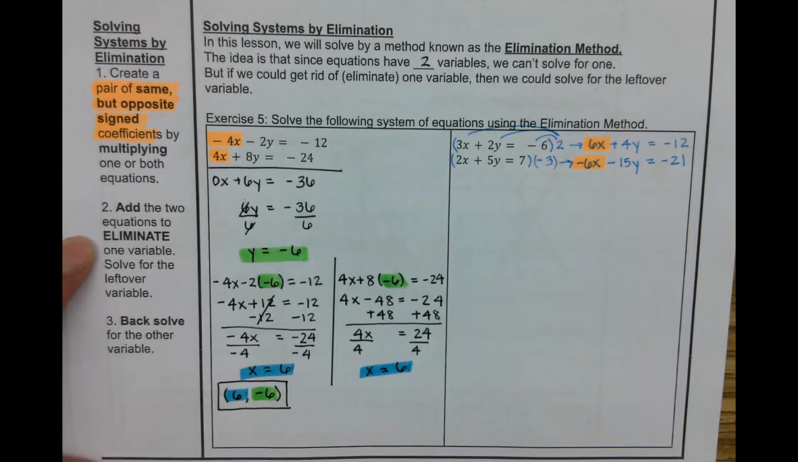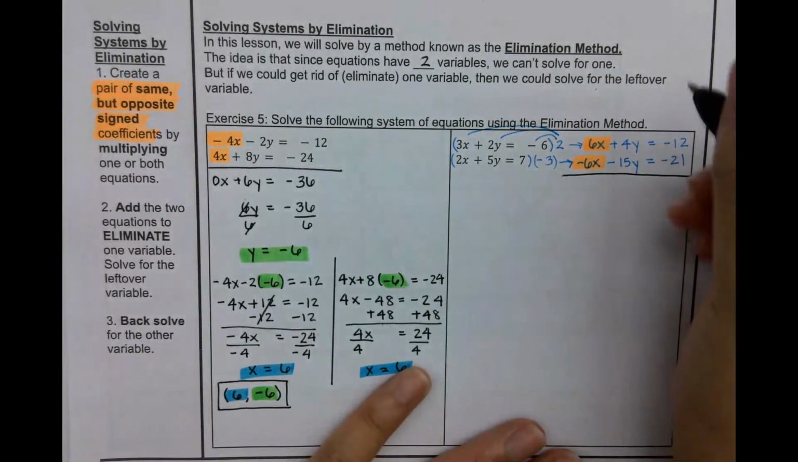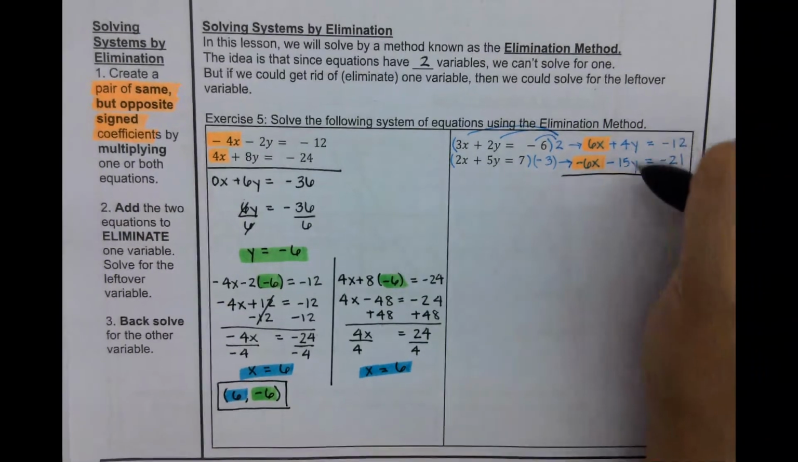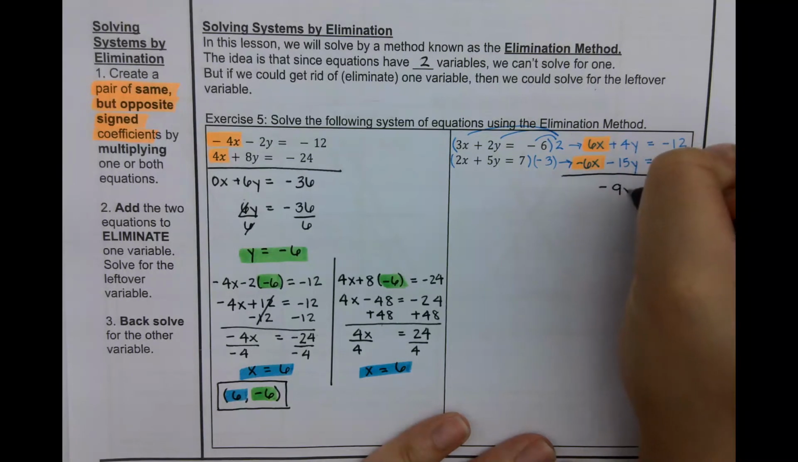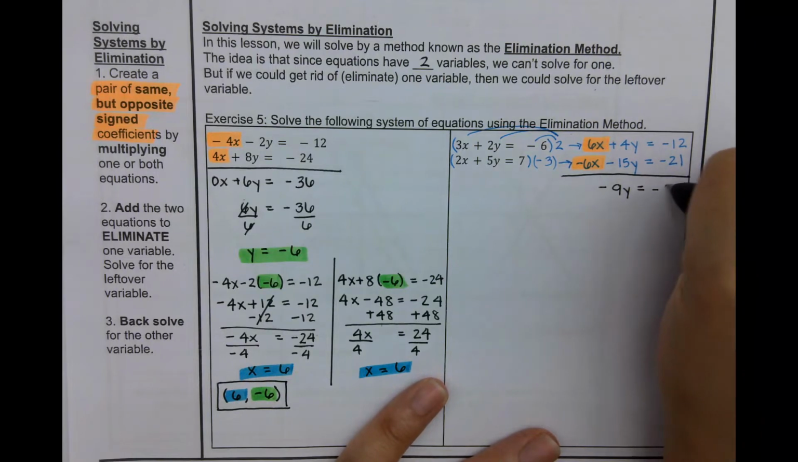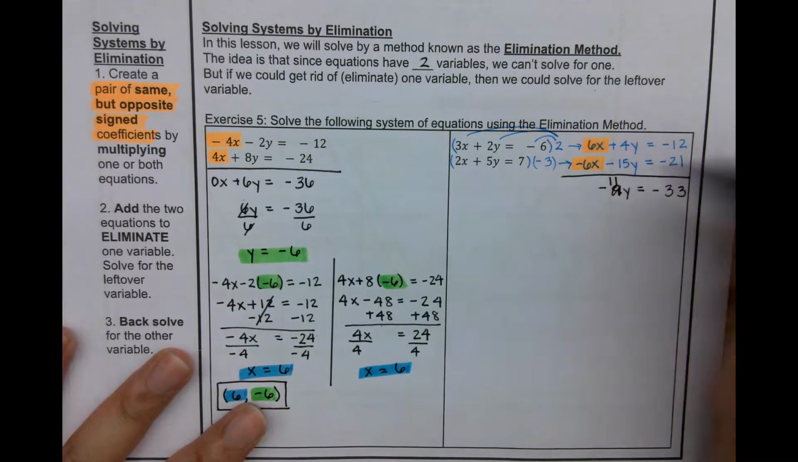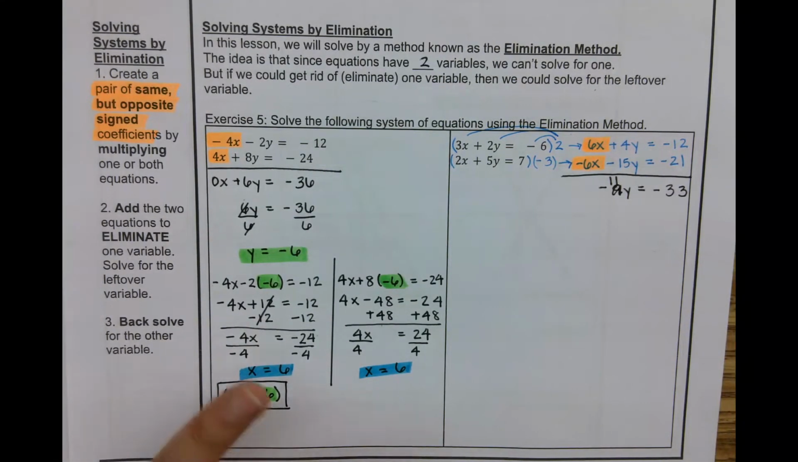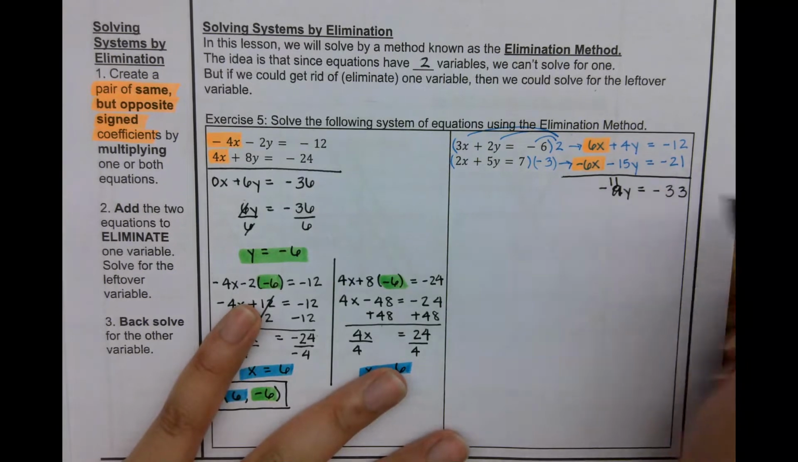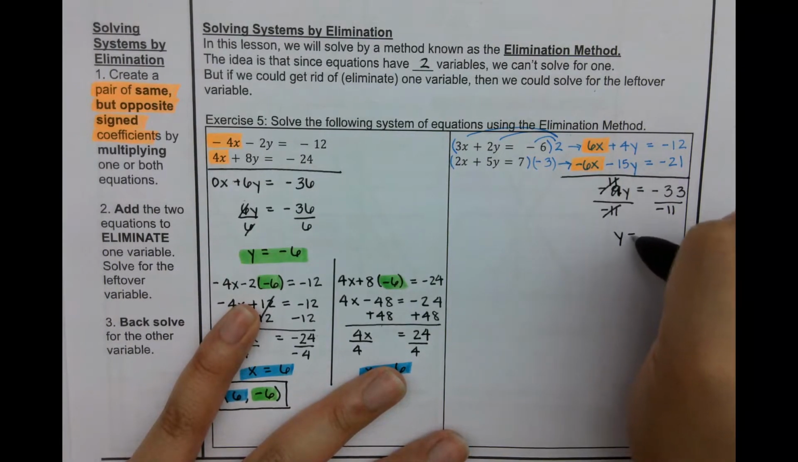I'm going to add them. Okay. So 6x minus 6x is 0x, so that's gone. 4y minus 15y is negative 9y. And negative 12 minus 21 is negative 33. Oh, sorry, this should be a negative 11y. Okay. Then I'm going to get rid of the negative 11 that's being multiplied by dividing by negative 11. Okay. And this leaves me with a positive 1y equals negative 33 divided by negative 11, a positive 3.